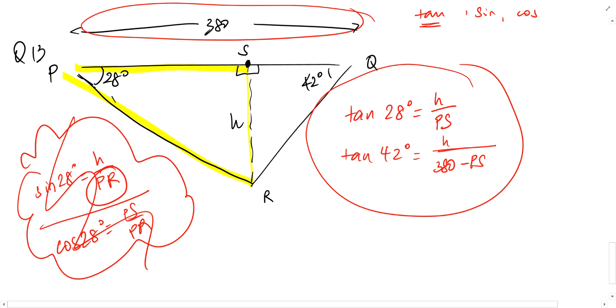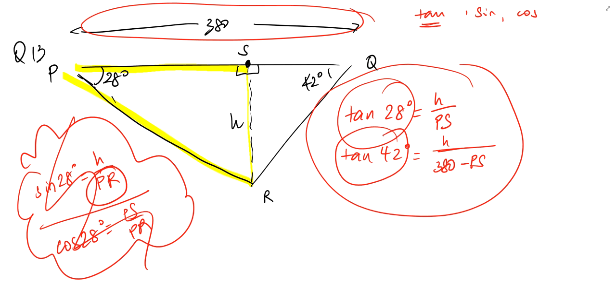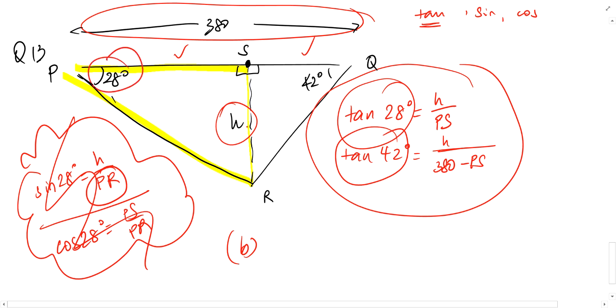And you can solve it. Alright? These are just numbers. I'll leave it to you. It is a simultaneous equation question with two unknowns, H and PS. Solve for them. Once you have PS, you will be able to find SQ because it is 380 minus PS. So that will be how we find the value of H. And part B, find the distance PR. Once you have H, you have an angle, you can find PR. So part B is very easy if you can do part A. Okay? That's all for the homework.